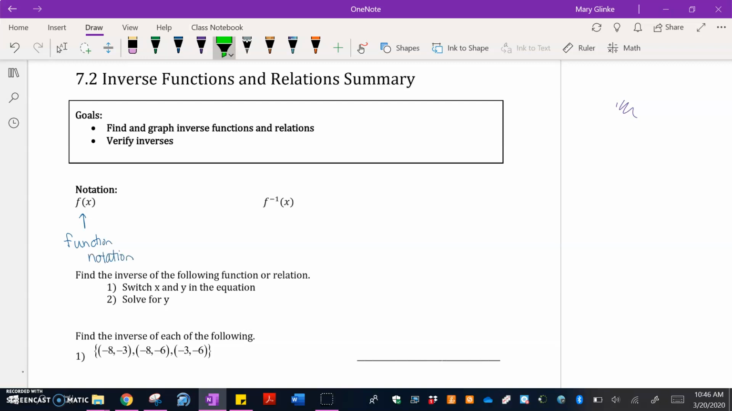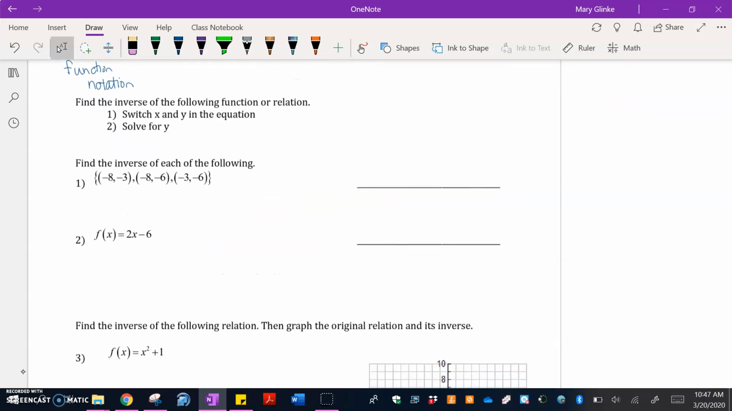And then the new one for this lesson is this f inverse of x. And so you see this -1 right there. That's not an exponent. What that means is inverse function. So this one is specifically stating that we are taking the inverse of f of x.